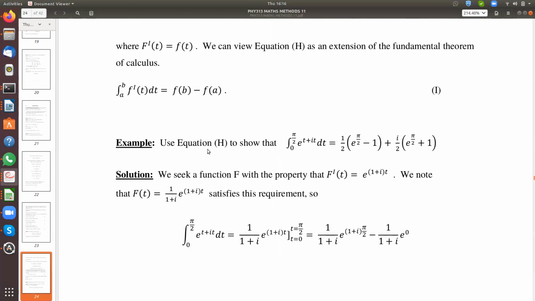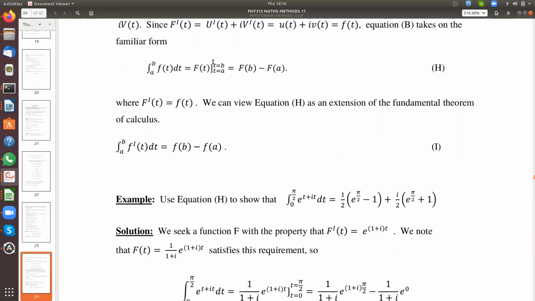So using equation H to show that the whole of this is equal to, you know, you have solved this earlier on. So you still want to solve the same problem using another approach now, using this approach, to see if you are going to get the same result. So what you are going to do here is that you take the function and take the derivative of the function. So that's what happened here. We seek a function f with the property that f prime of t is equal to this. So we denote that f of t is equal to that.